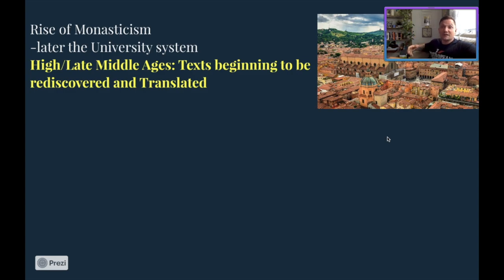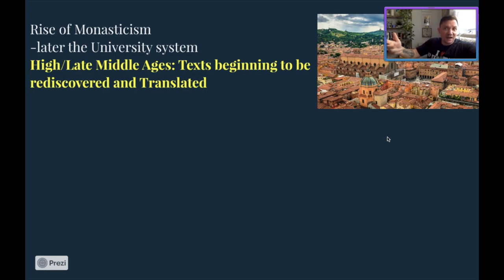Attracting people who wanted to prioritize study, and trying to prioritize the ideas of learning. And are there better ways and angles of doing certain things? In the high and late Middle Ages, texts are going to begin to be rediscovered and translated. What's going to end up happening is you're going to see the growth of these individuals from these periods find a lot of this old Roman text. And they're like, well, I can read Latin because I could translate the Bible.